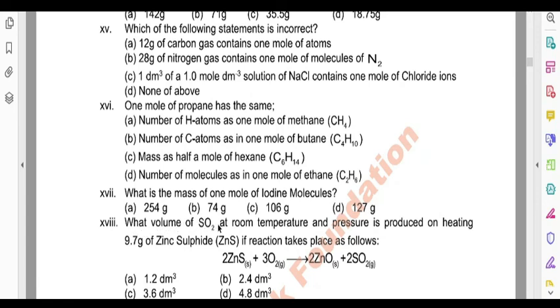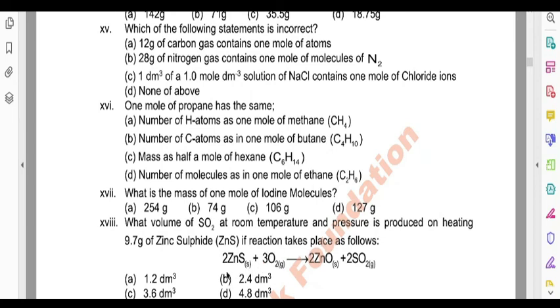What volume of sulfur dioxide at room temperature and pressure is produced on heating 9.7 grams of zinc sulfide if the reaction takes place as follows? So 2 moles of zinc sulfide react with 3 moles of oxygen to produce 2 moles of zinc oxide and 2 moles of sulfur dioxide. Option A 1.2 dm cube, B 2.4 dm cube, C 3.6 dm cube, and option D is 4.8 dm cube. So we have to determine the volume of sulfur dioxide that is produced on heating 9.7 grams of zinc sulfide if the reaction takes place as follows.